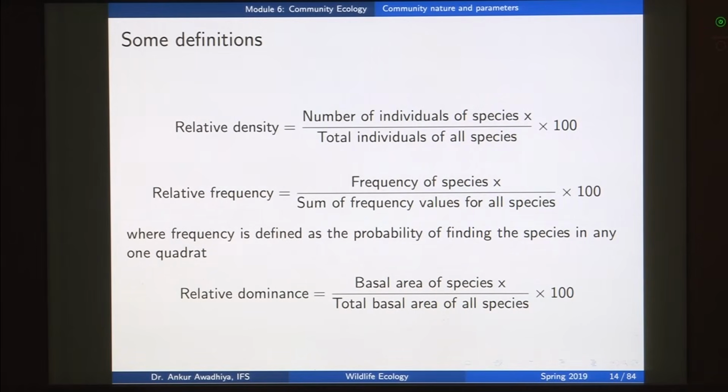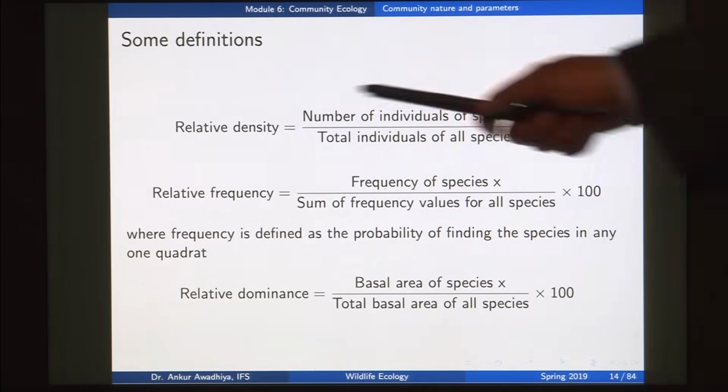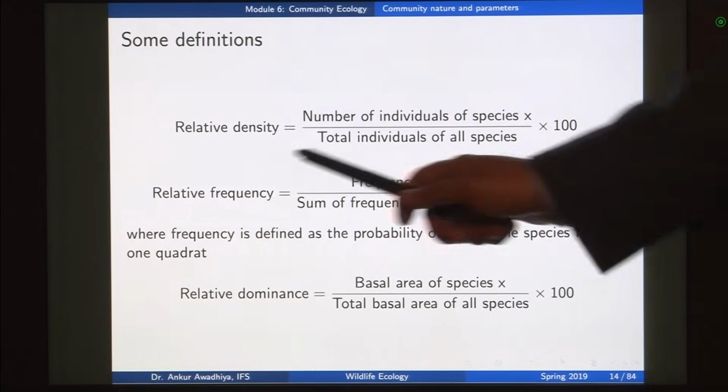Now, the third thing is relative dominance. We can define dominance in terms of the basal area. So, we can say that it is the basal area of species X divided by the total basal area of all the species into 100%.